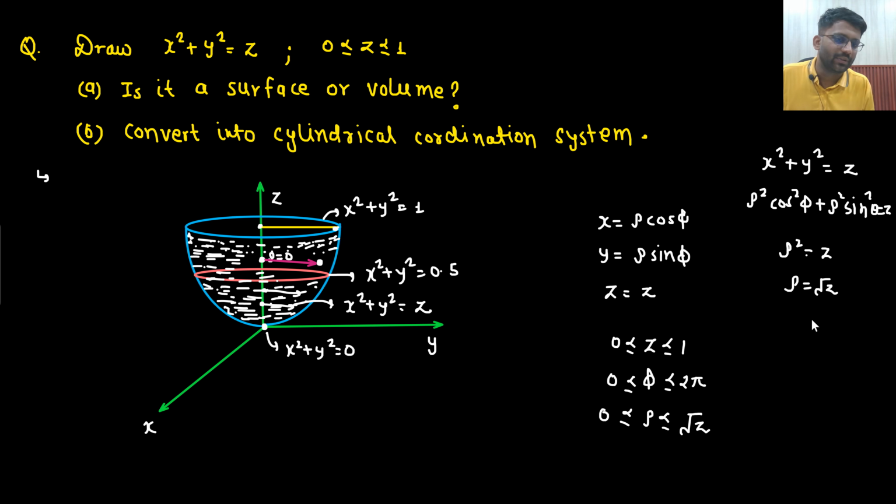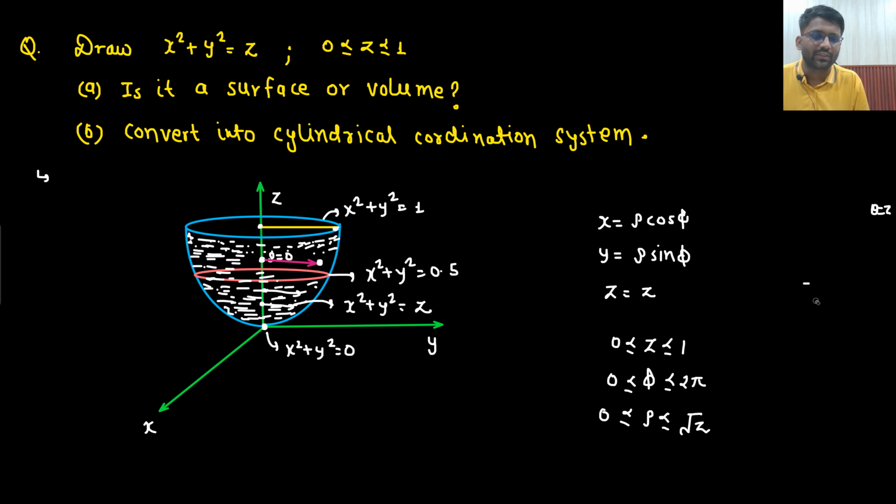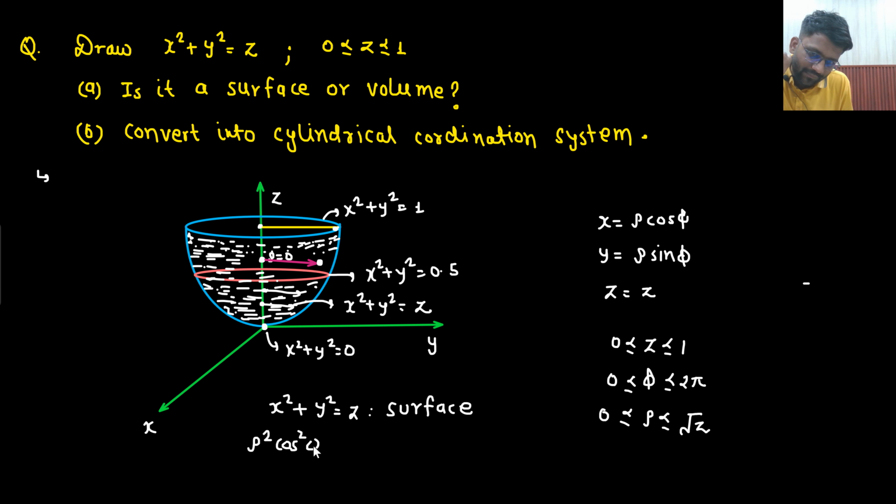From this scenario, x square plus y square equals z was given. This is the equation of the surface. I need to find out at the surface what the value of rho is. So rho square cos square phi plus rho square sin square phi equals z. So rho square equals z. So at the surface, the value of rho is under root z.